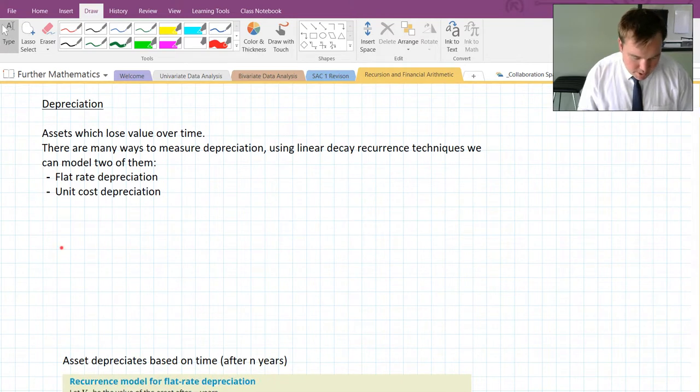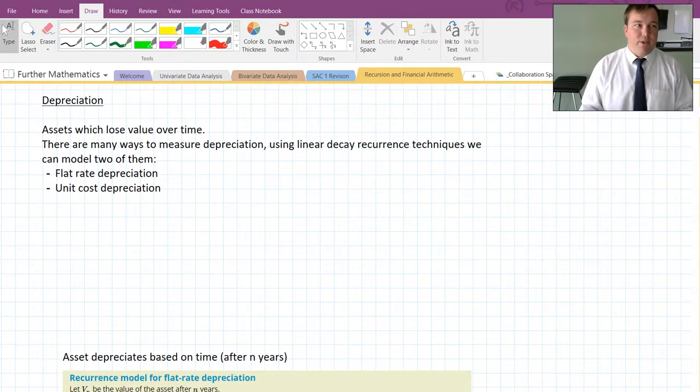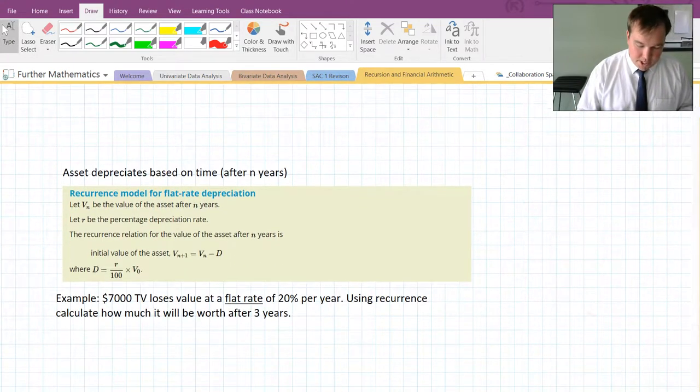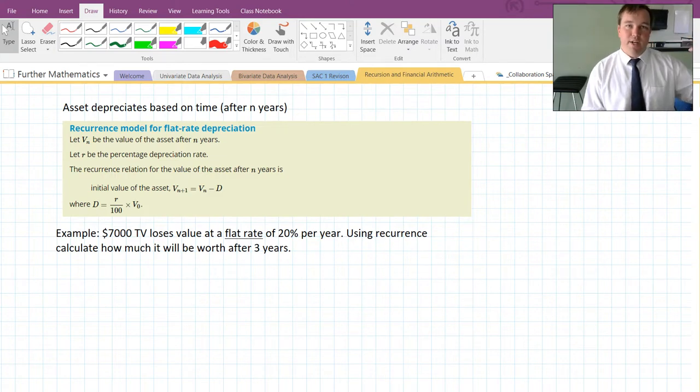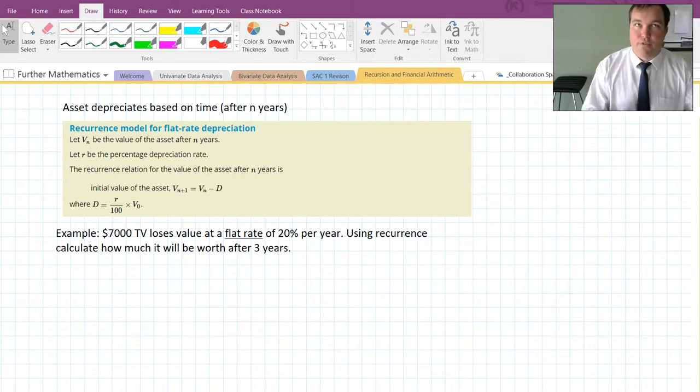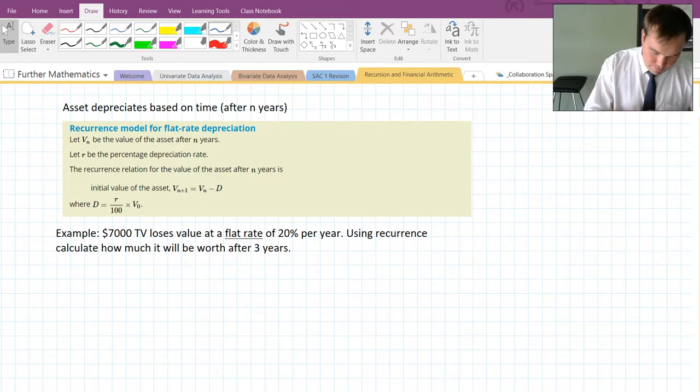And I'll do this quickly. So, depreciation is when an asset loses value over time. There are several ways to model depreciation. There are two using linear recurrence. One of them is flat rate depreciation, the other is using unit cost depreciation. So, flat rate depreciation is where something loses a certain percentage of its initial value every year. Note that flat rate means the percentage is always of the initial value, it's not of anything else. So here, it's not of the value of the year before.